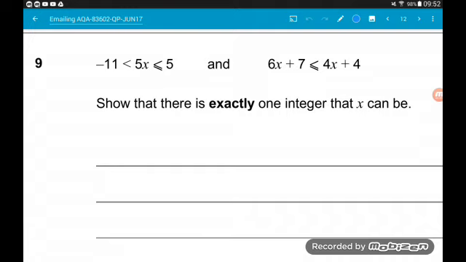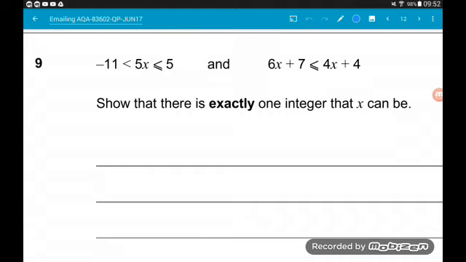So, question 9 is inequalities. We've got these two inequalities. Minus 11 is less than 5x is less than or equal to 5, and 6x plus 7 is less than or equal to 4x plus 4. We want to show that there is only one single integer that x can be to satisfy both of these inequalities. So, how are we going to do that?